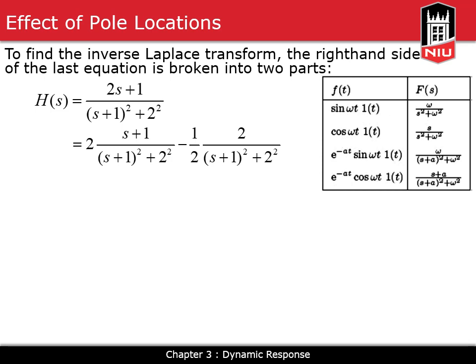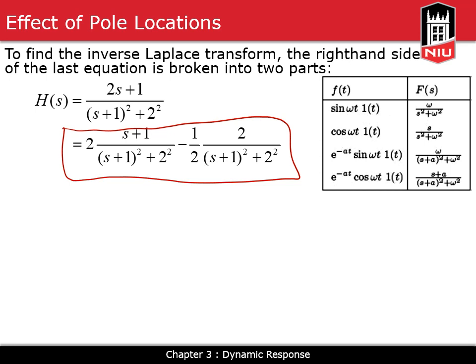If we do a partial fraction expansion on this one, we will actually make it a little bit more difficult than what it is. But instead of that, we can rewrite our transfer function H of s into the summation of these two terms. For that, what we are doing here is basically having s plus 1 in the numerator, and that multiplied by 2 will give us 2s plus 2. The actual transfer function is 2s plus 1. So we subtract the 1 over s plus 1 squared plus 2 squared.